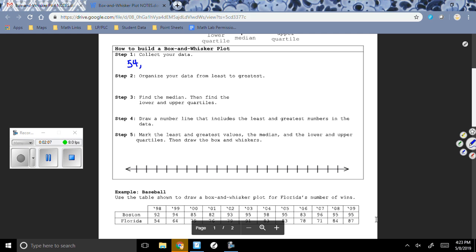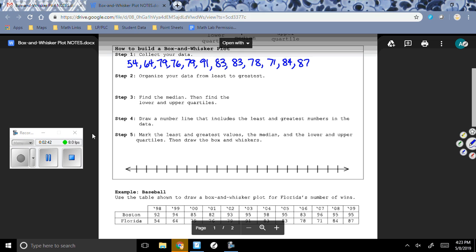So I'm going to write down all of those numbers for Florida, how many wins they had, and make a list of the numbers that I am working with. So I'm ignoring all of the Boston numbers right now. Now that I have my list of numbers, now I'm going to organize them from least to greatest. So I'm going to go ahead and pause my video, and I want you to do the same. Organize those numbers from least to greatest.